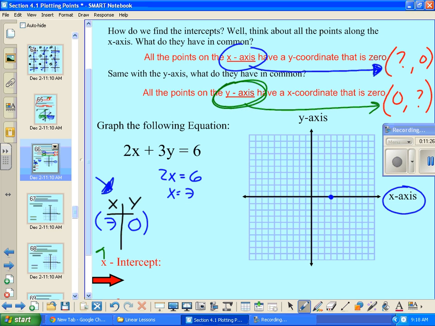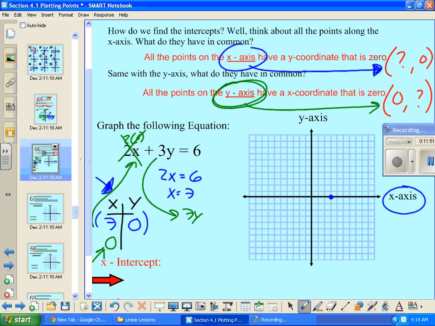So down in my table here, I'm going to put in 0 for x, and then see what I end up getting for y when I solve the rest of the equation. And again, what's going to happen? Well, 2 times 0 is just going to be 0. So I'm just going to cross off 2x for this part of the problem, because now that's going to cancel out.